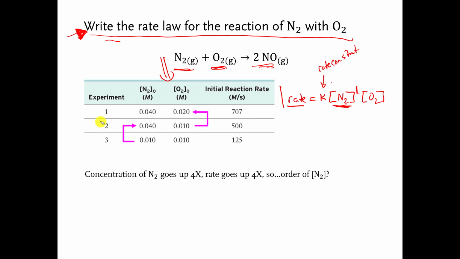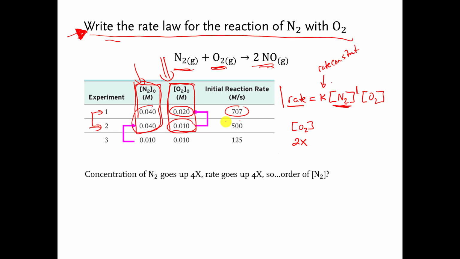Here's the more difficult one. Now we're going to compare the results of experiments 1 and 2. If you look at experiments 1 and 2, this time the concentration of N2 is not changing, so we're not messing with N2. We are messing with the concentration of O2. And in experiment 2, it's a certain concentration of O2. In experiment 1, it's twice as much. So the concentration of O2 goes up 2 times.